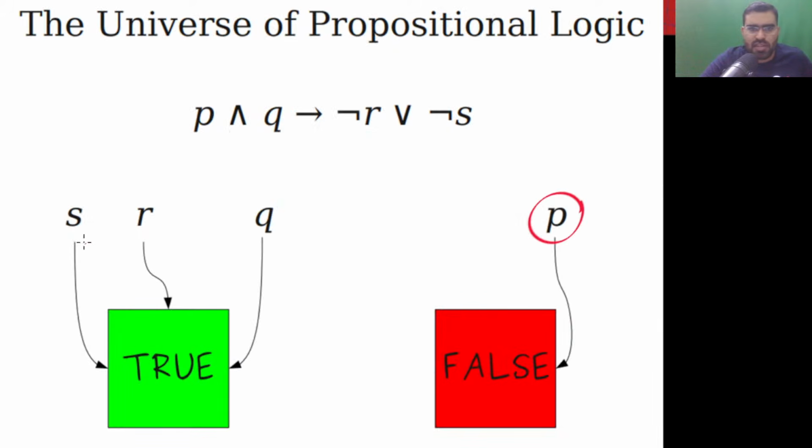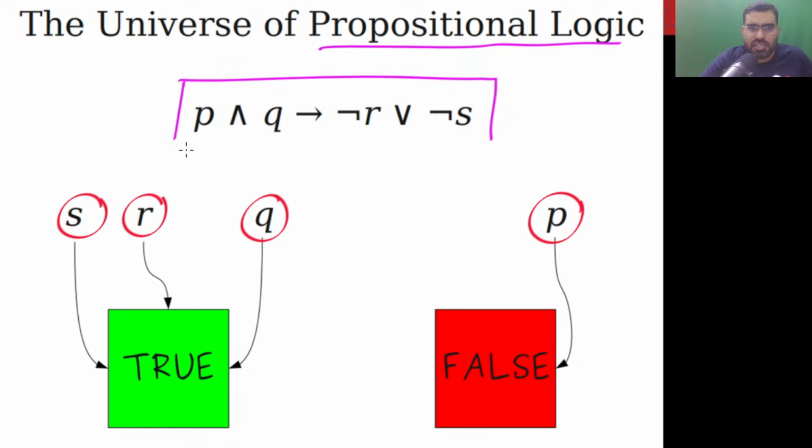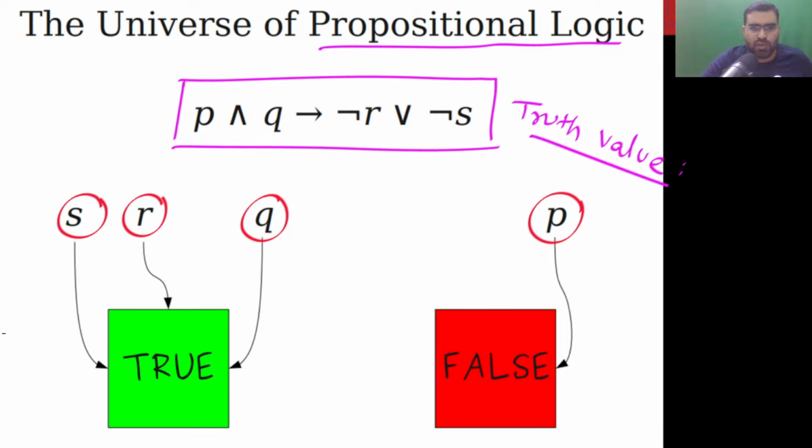Similarly, you can do this. These are propositional variables. So the domain of these variables is true, false. You can assign them true or you can assign them false. This is the domain for propositional variables. Now, if I do this assignment that p is false, and s, r, q are true, then what is going to be the truth value of this expression?